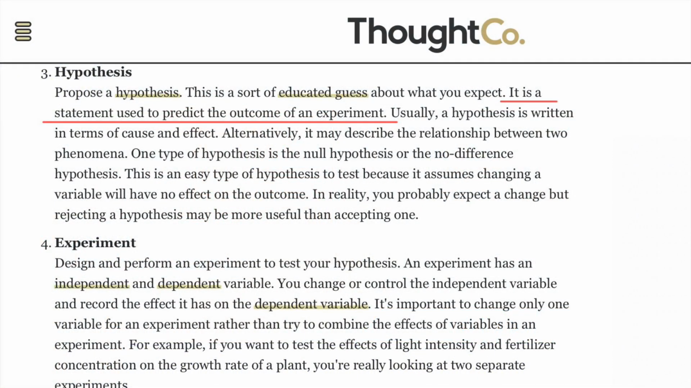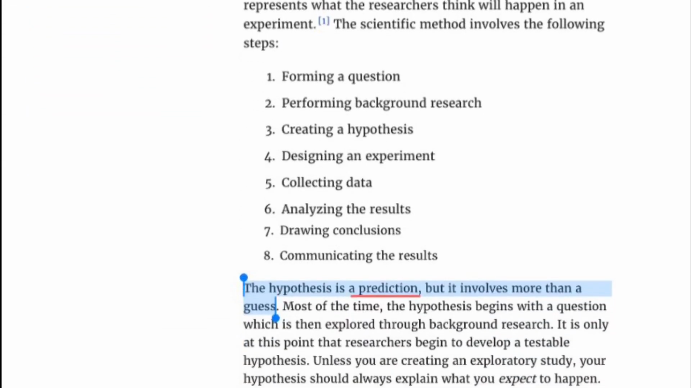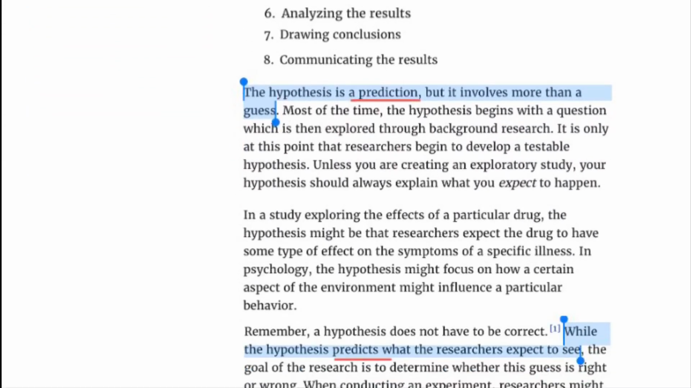From Thorco again, hypothesis. It is the statement used to predict the outcome of an experiment. From verywellminded.com, it is a specific, testable prediction about what you expect to happen in a study. Also, the hypothesis is a prediction, but involves more than just a guess. So stop asserting otherwise, Globe Zealots. A scientific prediction is the hypothesis. They are one and the same.